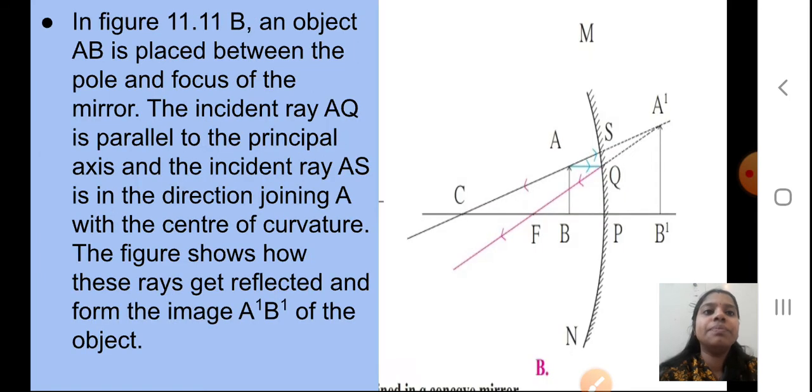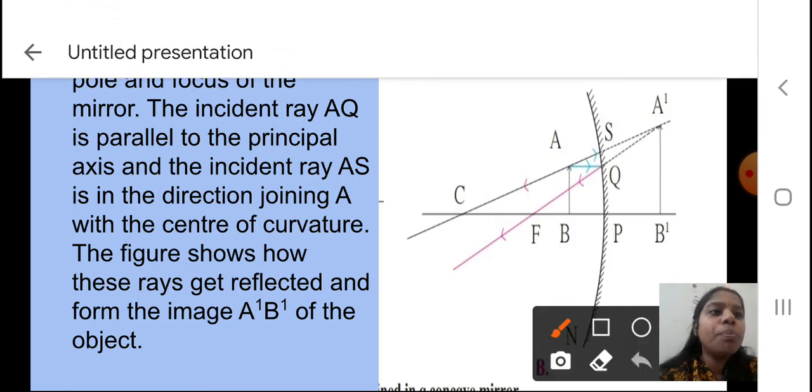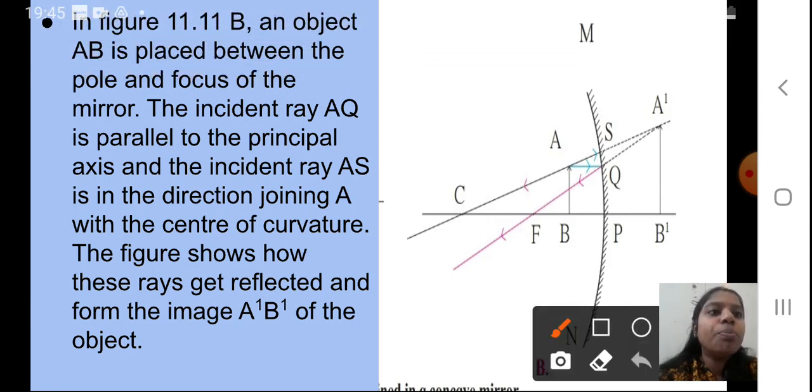Okay, we'll proceed. Now in figure 11.11b, you can see that an object AB is placed between the pole and the focus of the mirror. Can you see? This is your pole, and this is your focus, and see where AB is placed.